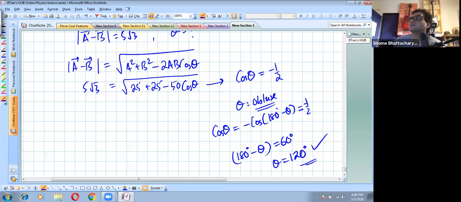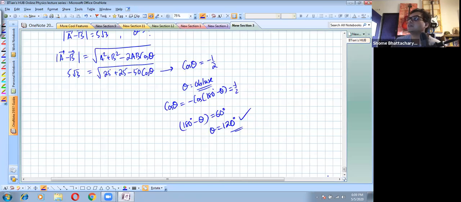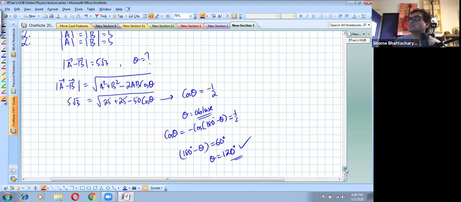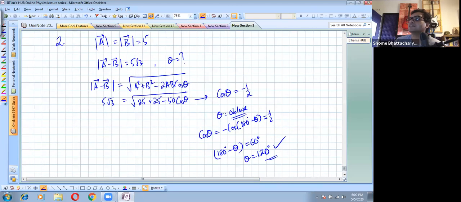This is, for example, something new for us which we had not done earlier. This is an application of the triangle law second part for the difference. Remember, in the difference, there's a minus sign that comes in.